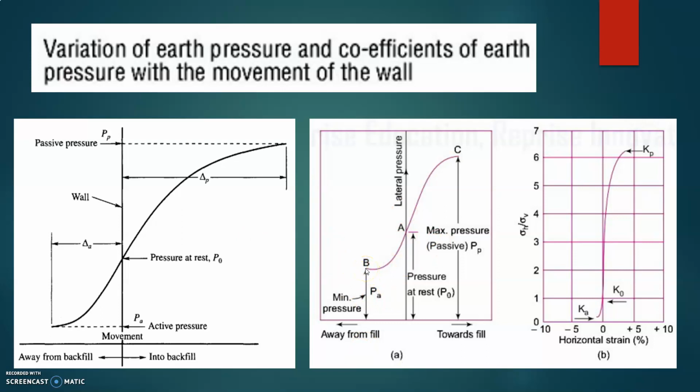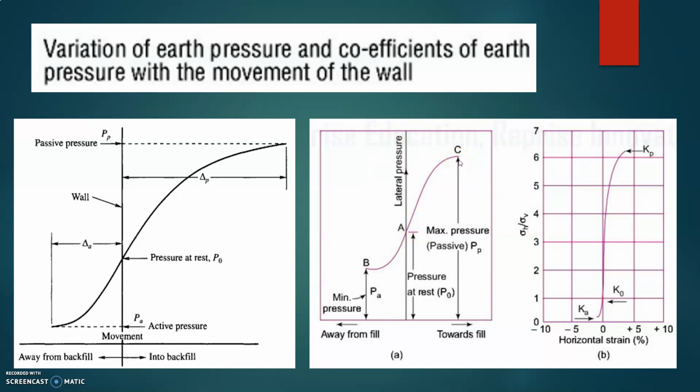Okay. If on the other hand the wall moves towards the fill, the earth pressure increases because the shearing resistance builds up in the directions towards the wall. The pressure reaches a maximum at point C, when the shearing resistance of the soil has been fully mobilized. Any further movement of the wall does not increase the pressure. This maximum pressure is called the passive earth pressure.